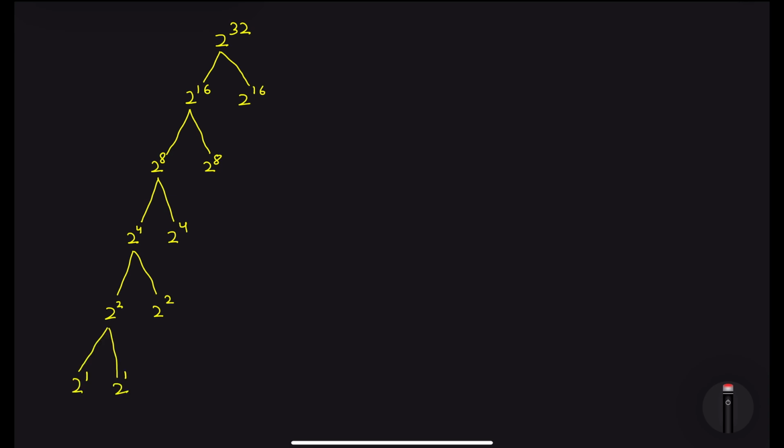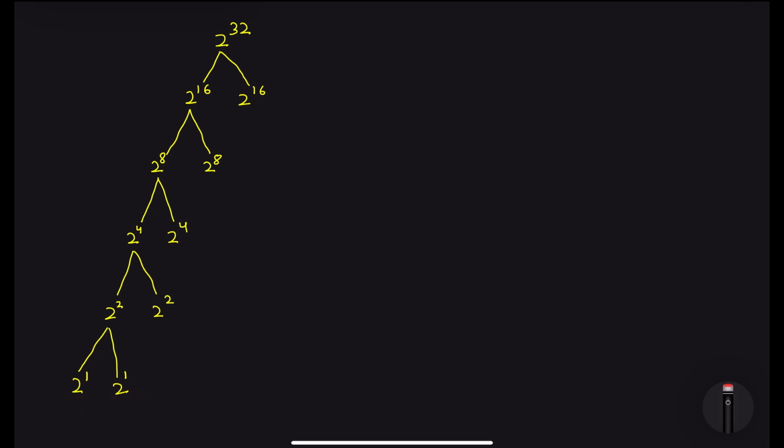And at last 2 raised to the power 2 can be written as 2 raised to the power 1 into 2 raised to the power 1. Now we get the value of 2 raised to the power 1. So this is the smaller problem and we do not need any further division. When the value of n is equal to 1, then that is a small problem. So this will be our base case.